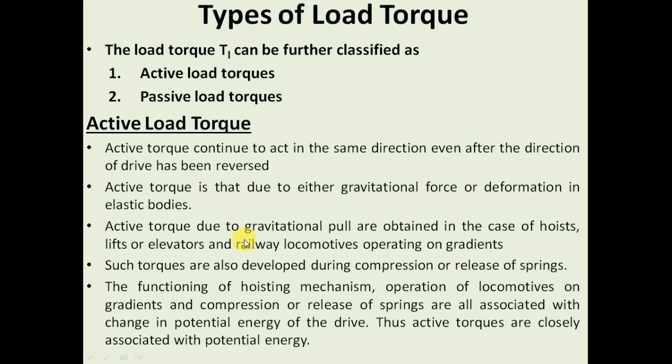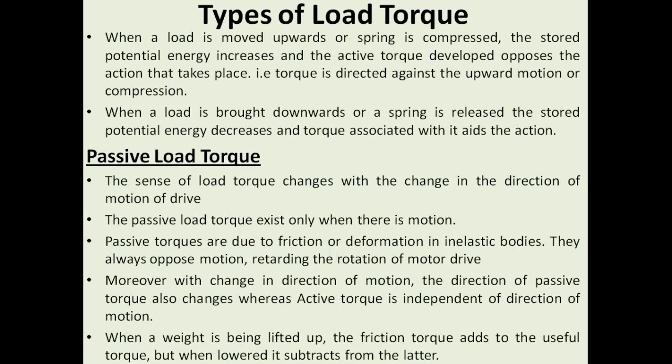Similarly, this active load torque will exist in the case of compression and releasing of springs. So considering the case of gravitational pull and the compression and release of springs, it's very clear that this active load torque is very closely associated with the potential energy. In an easier manner, it can be put like this. Consider the case of upward motion of the hoist. When a load is moving upward, it's very clear that the potential energy of the load keeps on increasing. The active torque which comes into picture here is the gravitational pull, which is acting in the downward direction.